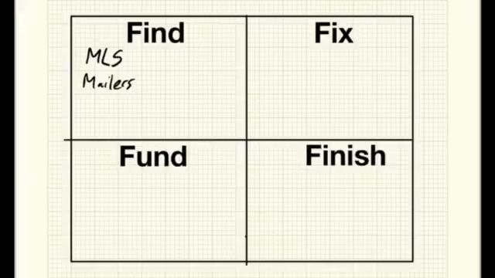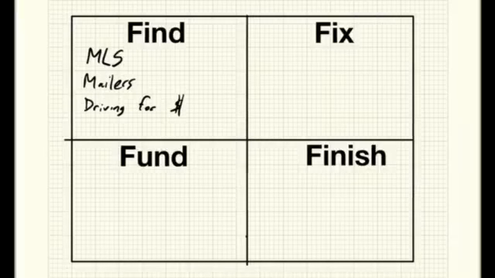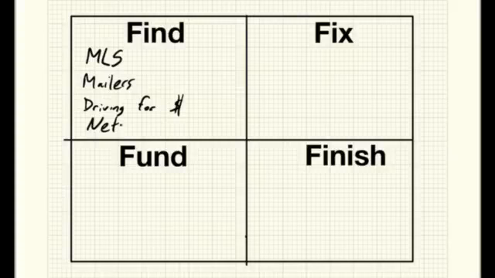But that's one idea. The other idea is what's called driving for dollars. What that means is you drive around, look for properties, and you can either knock on the door, or you can again send a mailer right to their house, and this way you get in contact with the seller directly.